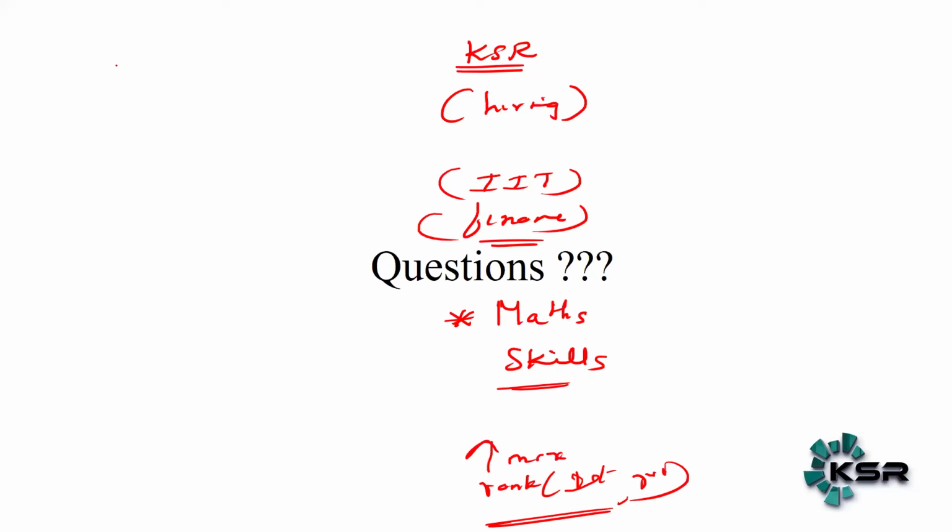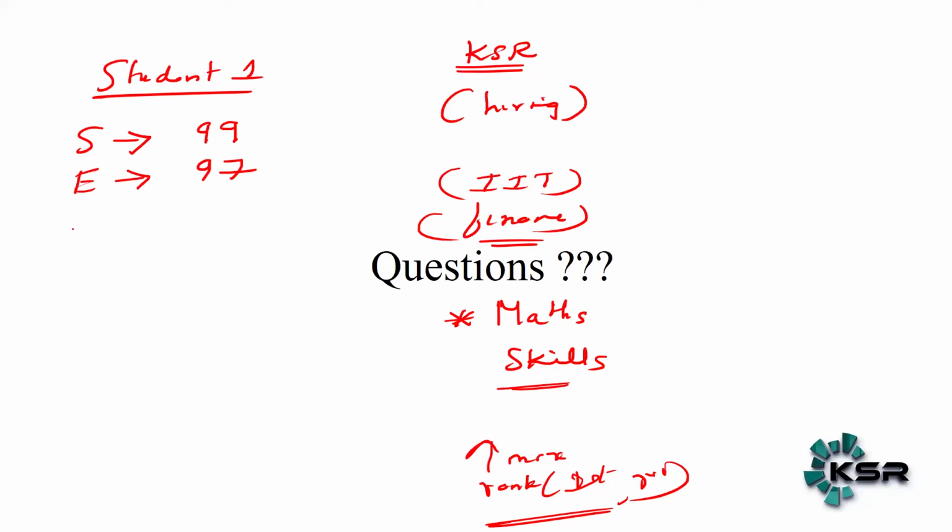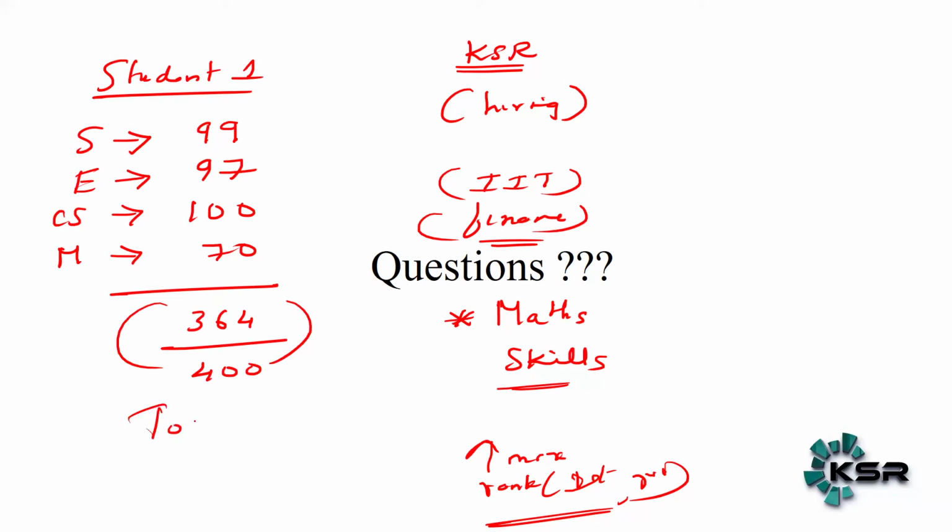Now, this is student number one. He has scored good marks in science, 99. He has scored good marks in electronics, somewhere around 97. In computer science, he has scored 100. And in mathematics, he has scored 70. The total marks he has lost is 34, which means he got 364 out of 400. And he's the topper of the class. First rank.